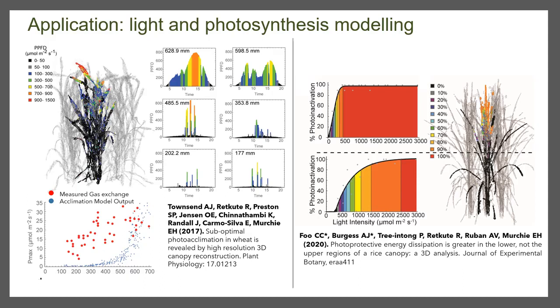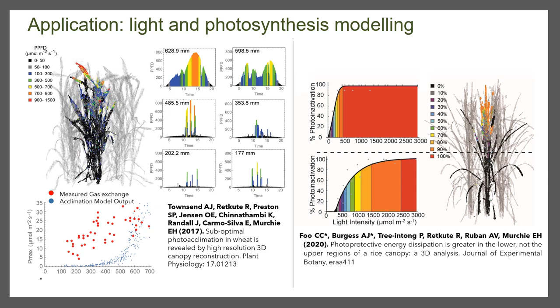And this is interesting because it indicated that from measured results using an infrared gas exchange analyzer produced by Licor, you get much higher levels of photosynthesis than would be predicted using this acclimation model. And this indicates, at least for wheat, that they are accumulating a lot of nitrogen at lower levels in the canopy, which is surplus to requirement.